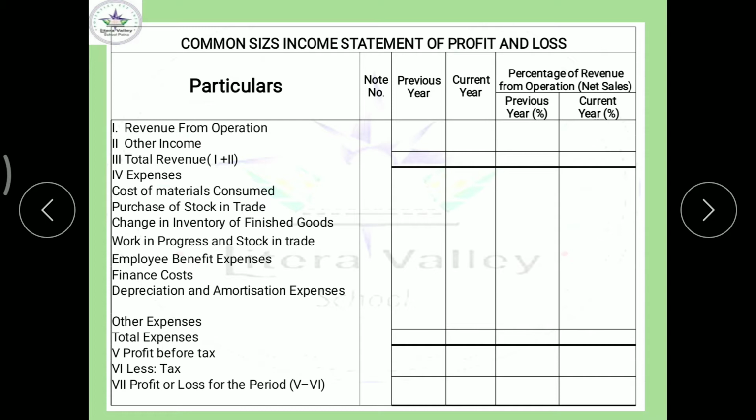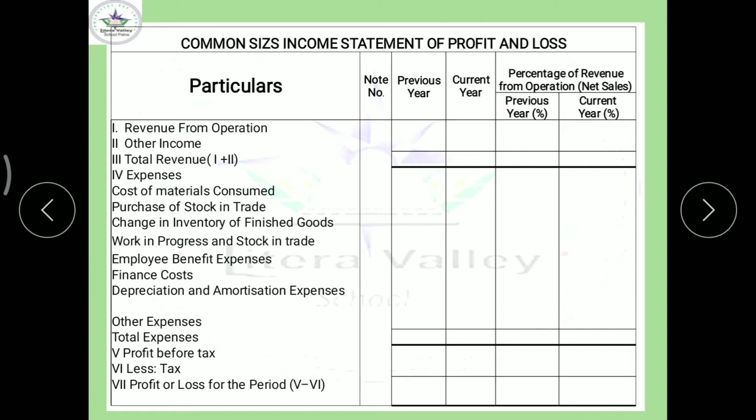Today, in continuation of financial statement analysis tools, we are going to understand how we can prepare a common size income statement. By mistake, income is written here; it will not be there. It is the common size statement of profit and loss.